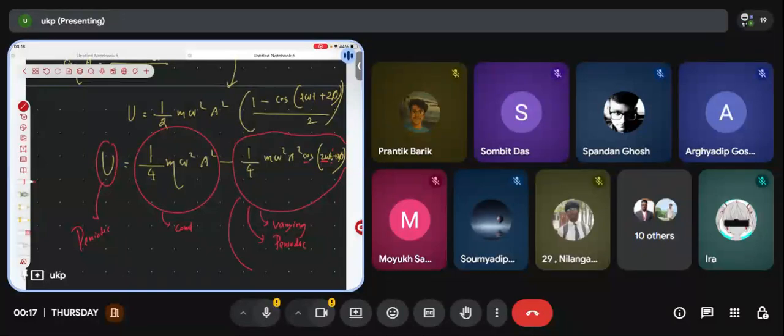Guys, what is the time period? First of all, what is the angular frequency of variation of this term? What is the angular frequency of variation of this term? Sir, you said whatever is the coefficient of t, that is the angular frequency. So what is the angular frequency? 2 omega.